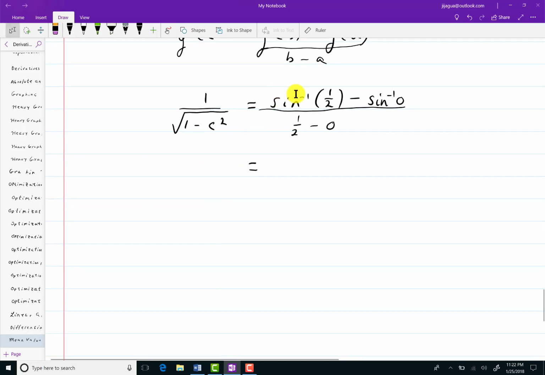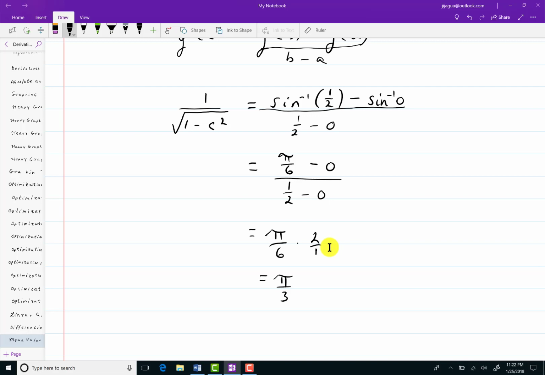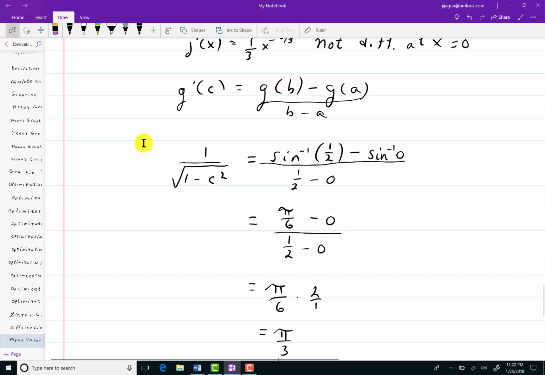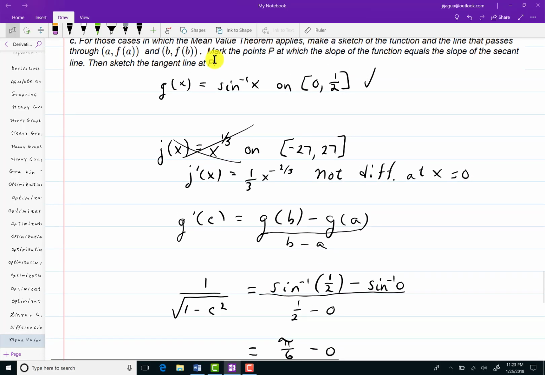Let's see, inverse sine of 1/2 will give us pi over 6. Inverse sine of 0 is 0. Of course, you can rewrite this as pi over 6 times 2 over 1. So that equals pi over 3. Okay, now that's part of the problem. I still have to figure out the c, and I've got to make sure that the c falls in the interval from 0 to 1/2.